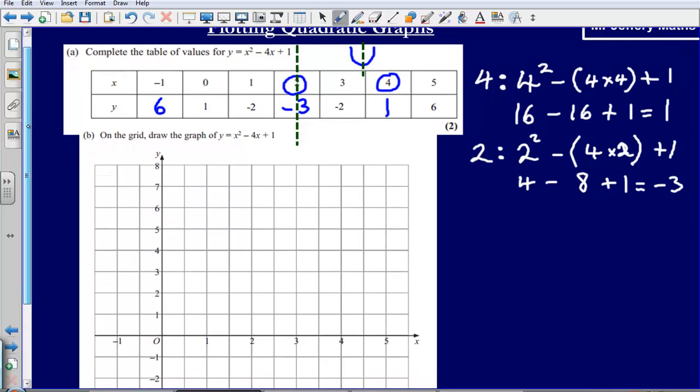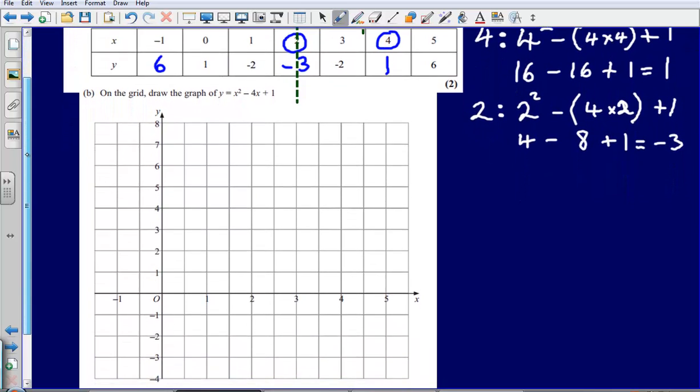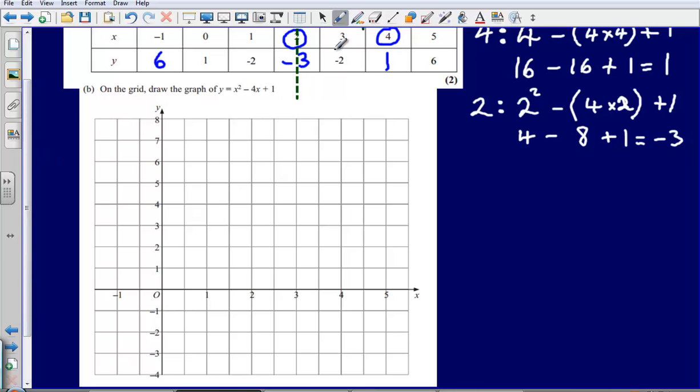Okay, so now we've found our coordinates. All that we then need to do is simply plot these coordinates onto our graph. So let's do that. Let's start with negative 1, 6. So negative 1 on the x-axis, 6 on the y-axis.